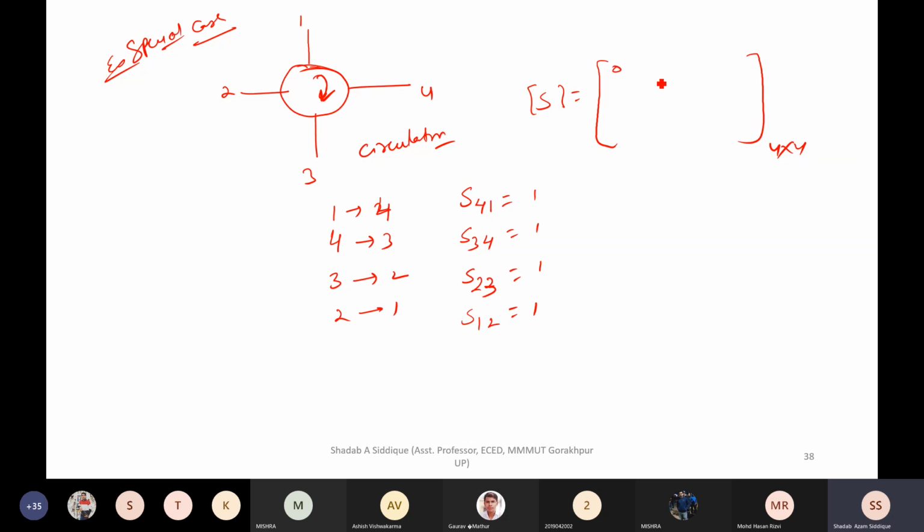So the diagonal element S11 will become 0. S12 is equal to 1, and all other terms become 0. S21 is 0, S22 is 0, S23 is 1 and S24 becomes 0. S31 is of course 0, S33 is 0, and this will become 1. Again this is 0. Now we have S41. S41 is 1, and the rest are zeros. So this matrix will be there for this special case.